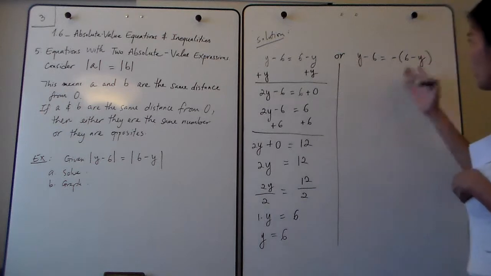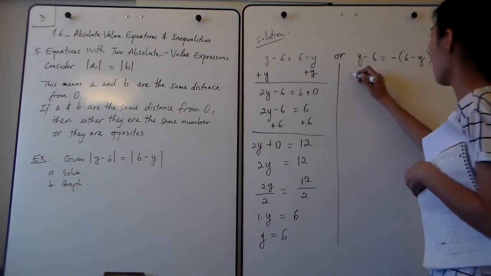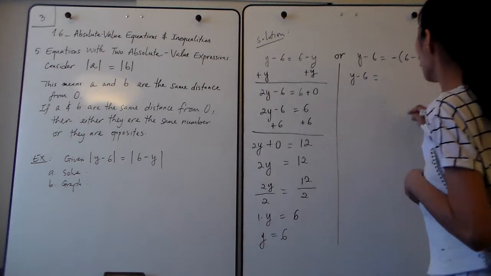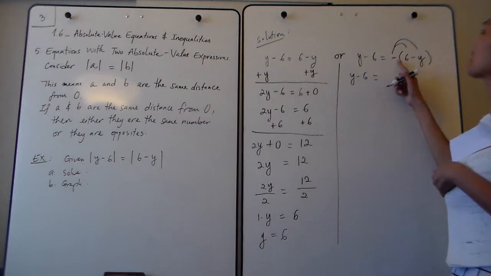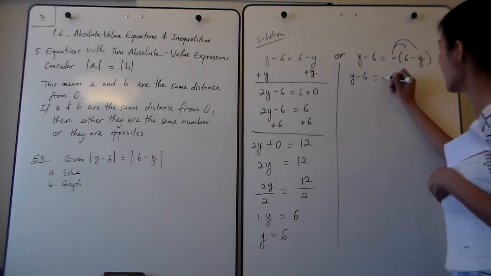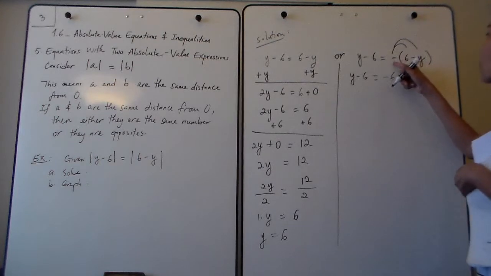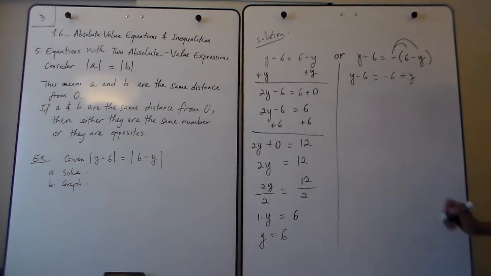Now, here's the other equation. We need to solve this equation as well. So y minus 6 has parentheses. To remove parentheses, we need to distribute the negative to each term inside the parentheses. So negative here is just like negative 1. Negative 1 times 6 is negative 6. Negative 1 times negative y is positive y.